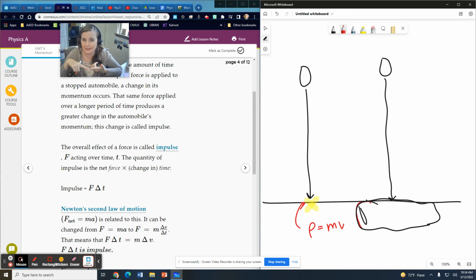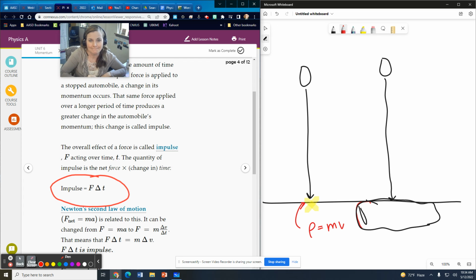So momentum's the same, but it doesn't break so something's different. And what's different is the impulse. The fact is that the change of momentum takes place over a longer period of time, which means you're reducing the force applied to the egg because the impulse is force times time. If time is going to be increased, then force goes down.